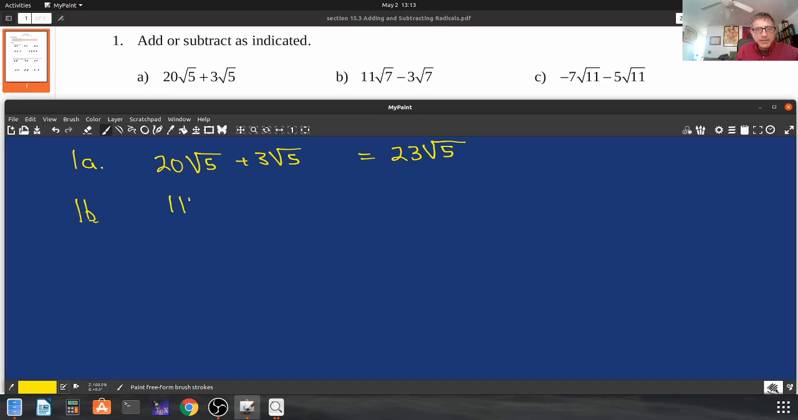I have 11 times the square root of 7 minus 3 times the square root of 7. These are like radicals because the expression under the radical sign is the same. They're both 7. So if I have 11 of something and then I take away 3 of that same thing, then I have 11 minus 3 of that something, which is 8. And that something in this case happens to be the square root of 7.